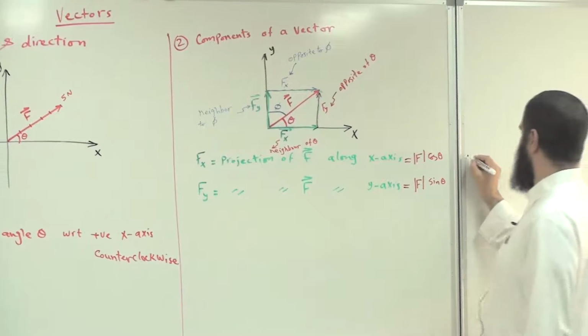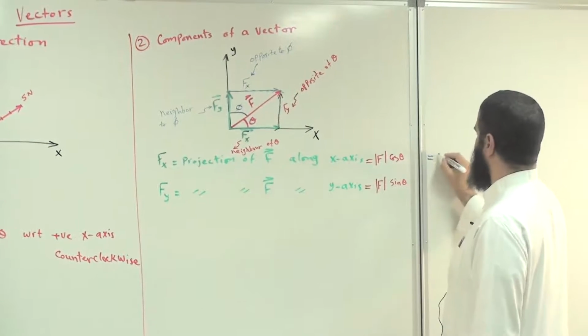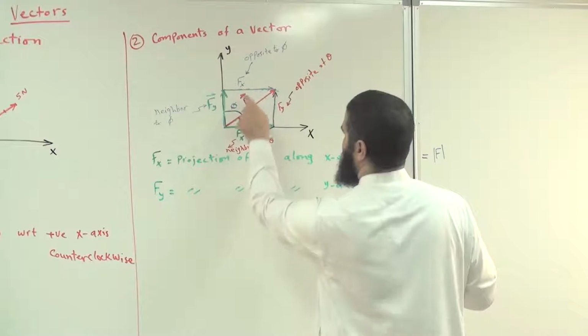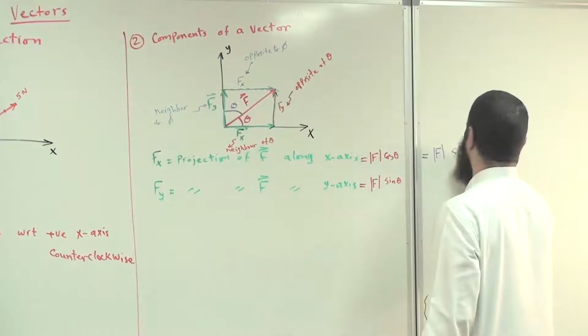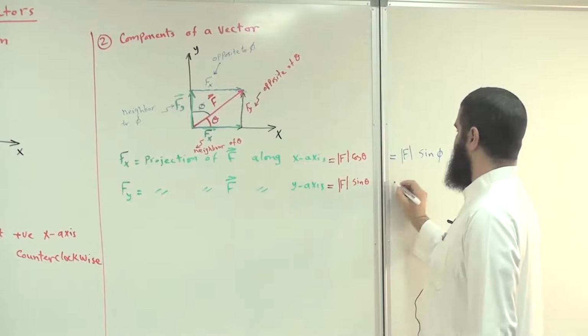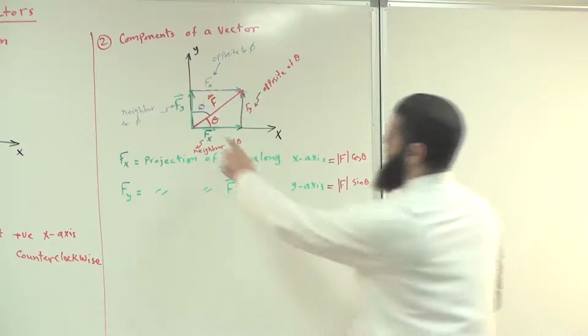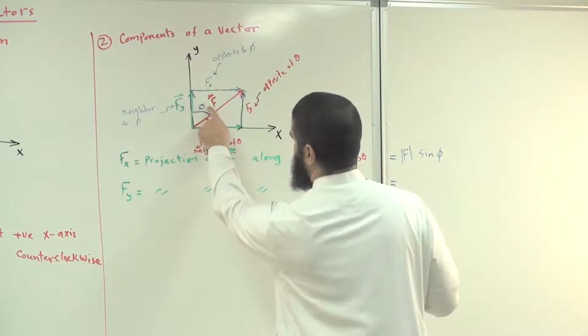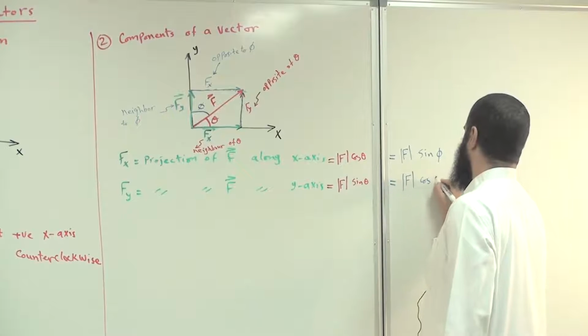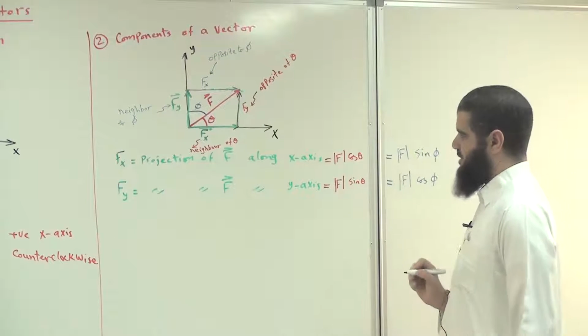I hope it is clear. So Fx can be written as F, and because it is opposite, we'll use sine phi. And the y component in this case, because it is the neighbor to the angle phi, we'll use the cosine of phi.